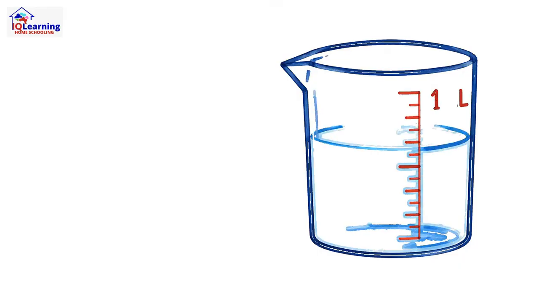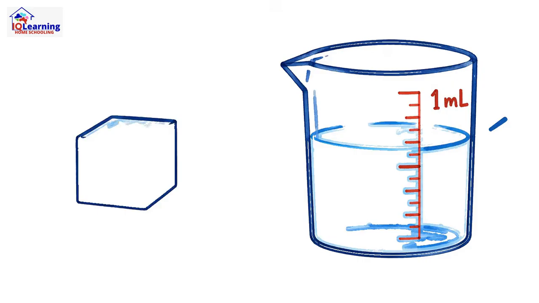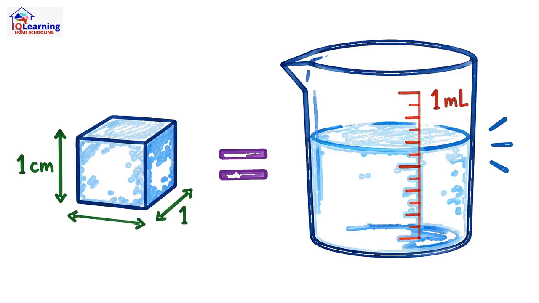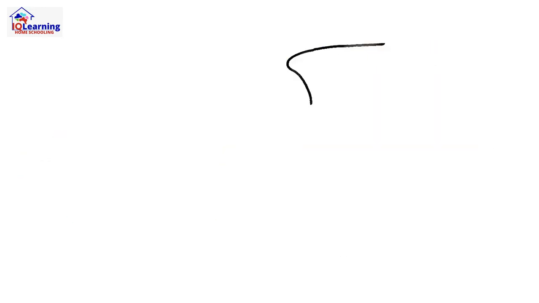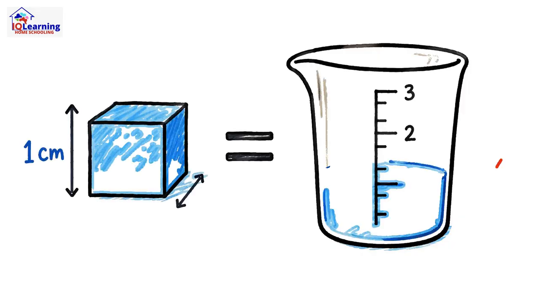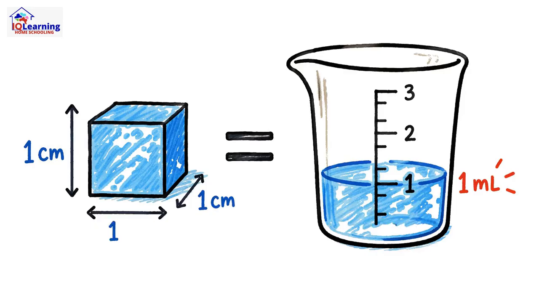But here's where it gets cool. The metric system built a perfect bridge between them. 1 cubic centimeter, a tiny cube, 1 centimeter on each side, is designed to hold exactly 1 milliliter of liquid. That's the rule. 1 centimeter cubed equals 1 milliliter. This simple connection is incredibly powerful. It means you can figure out a container's capacity just with a ruler.